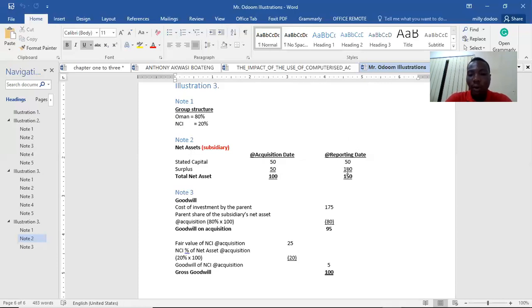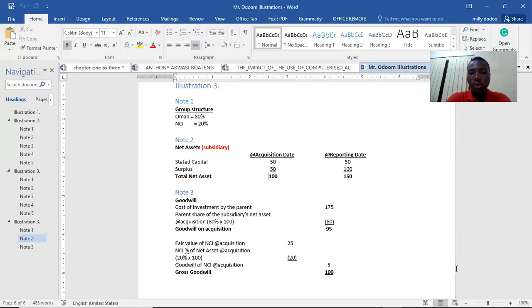Now, what is missing in the question is that the acquisition surplus has not been given. You were not given the pre-acquisition surplus. You were rather given the net assets at acquisition. So if you know that capital plus surplus is equal to net assets, and you were given the net assets, and you know your capital, the matter is that you just subtract your capital from your net assets, and then you get your surplus. So therefore, our pre-acquisition surplus is 50. So that is how you are going to get your note 2. That is the net assets for the subsidiary.